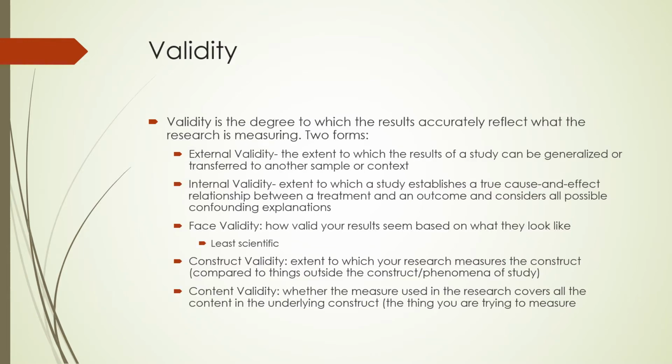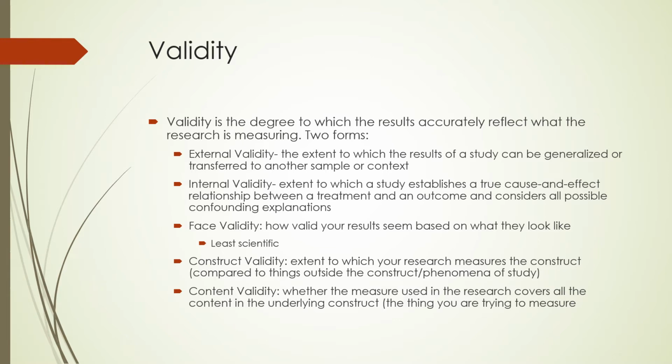The next one, which is extremely, extremely important to know, is the idea of validity. And validity is the degree to which the results accurately reflect what the research is measuring. Even though it says two forms up there, as you can see, there's several forms. The two main ones are external validity and internal validity. But I do want you to know the other three as well, as they will help deepen your knowledge of validity. So really, validity is a measure of alignment, okay? As it says up there, how much do the results accurately reflect what the research is measuring?